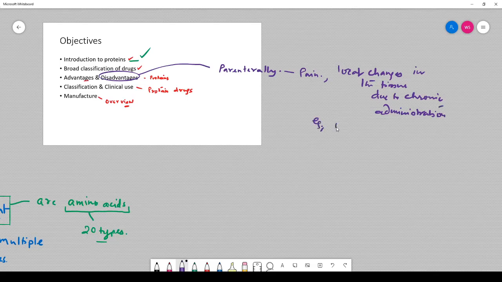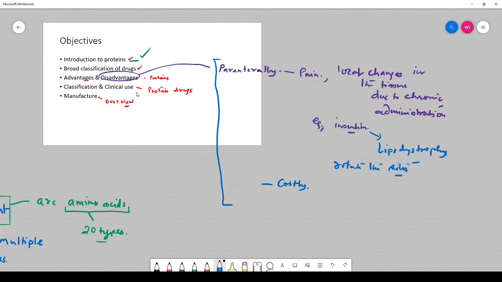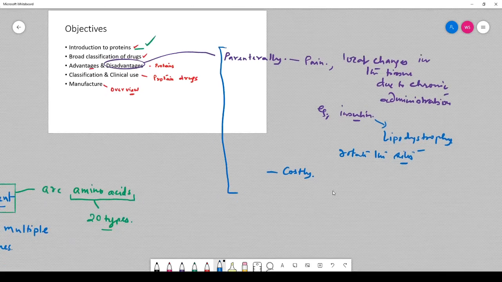For example, insulin. If you give insulin subcutaneously in one site for a long time, like in the abdomen, it can cause lipodystrophy. Lipodystrophy is changes in the lipids, so that area will become thick and hard. That is why sites are rotated, so it's not administered to the same site. Then we talked about it being economically costlier when compared to small molecules. Those are some of the disadvantages of proteins as drugs.